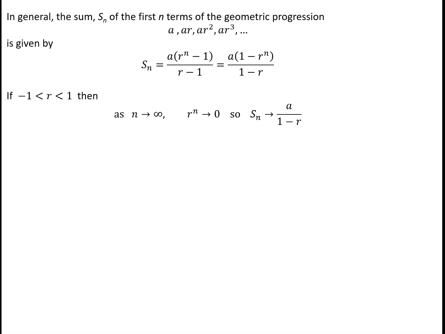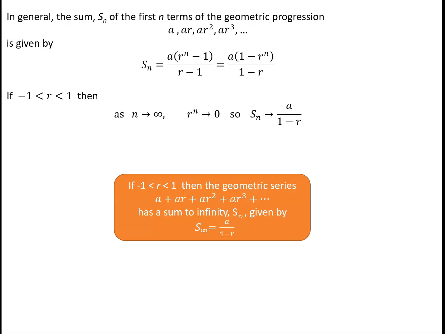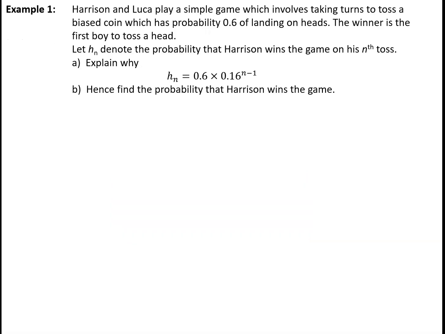and closer to a over 1 minus r, which means that we can say if r lies between minus 1 and 1, then the geometric series a plus ar plus ar squared, etc. possesses a sum to infinity, which we will denote by S infinity, given by S infinity is a over 1 minus r. So let's have a look at a couple of examples making use of the sum to infinity.